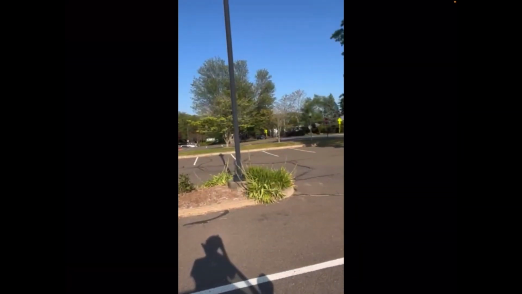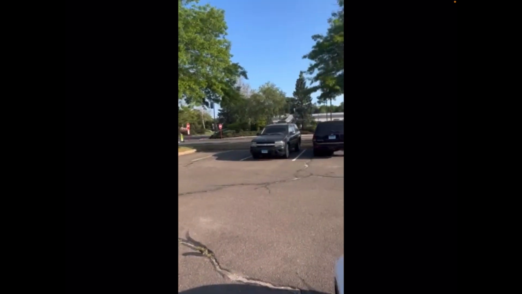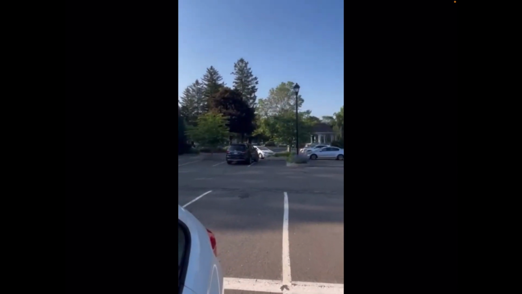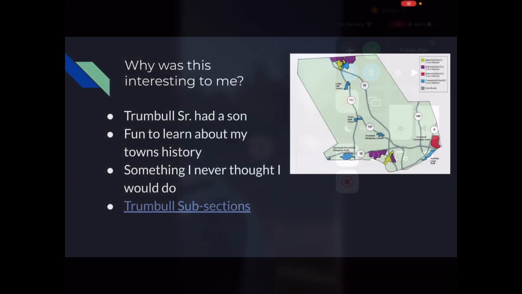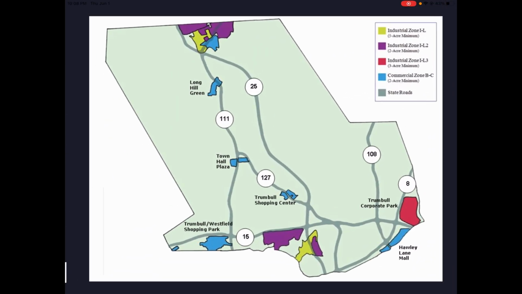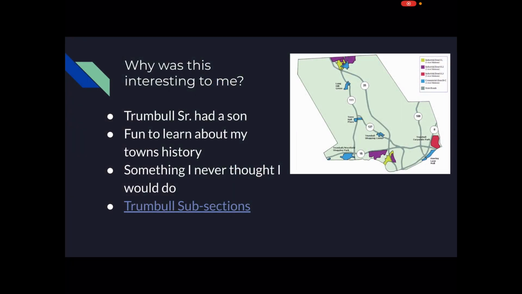Trumbull Library, Stop and Shop, little outlets, and then back of the town hall. Truly a beautiful town. In the picture top right, you can see the Trumbull Corporate Park, Holly Lane Mall, the Trumbull Shopping Park, Trumbull Shopping Center, Town Hall Plaza, which is where the town hall is now located, and Long Hill Green. There are many Trumbull subsections.